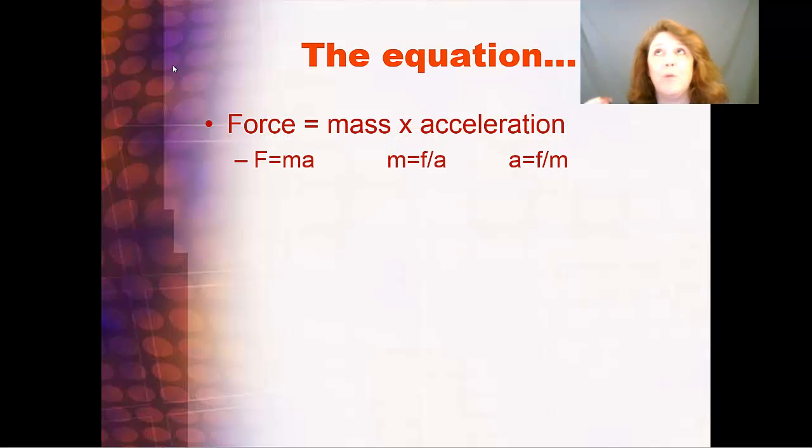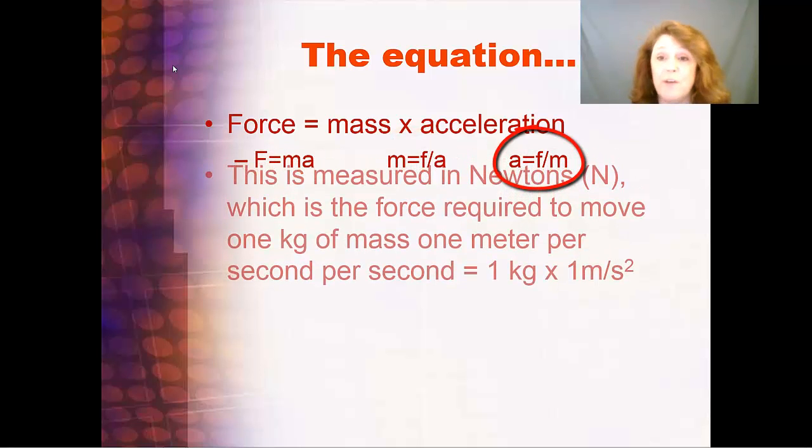Now, again, we want to be able to flip these around. So the basic one is force equals mass times acceleration. If you divide each side by acceleration, you end up with mass equals force divided by acceleration. And if you divide each side by mass, you end up with this third one: acceleration equals force divided by mass.